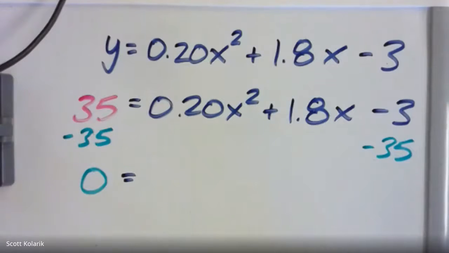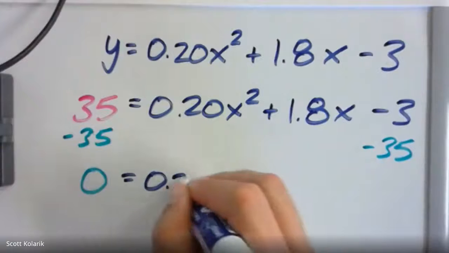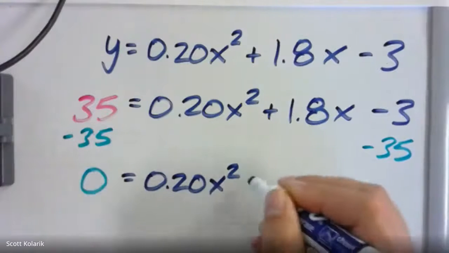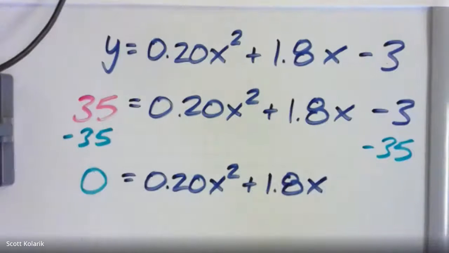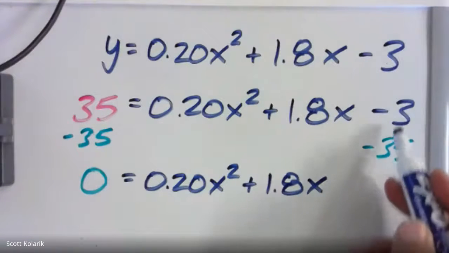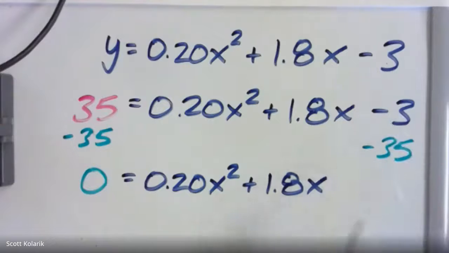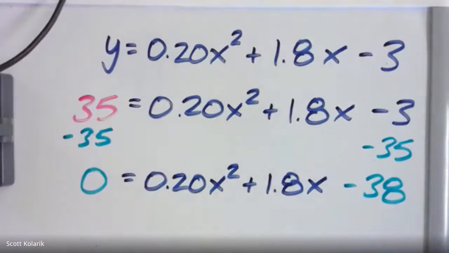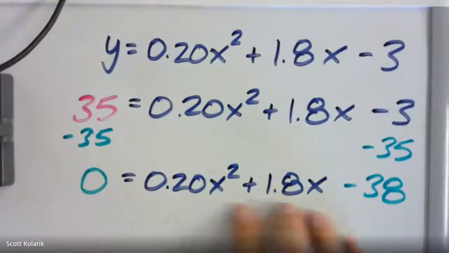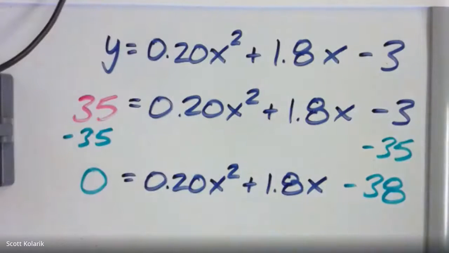As long as one of the sides of the equal sign equals 0, then I will have the ability to use the quadratic formula. So 0.20x squared stayed the same. 1.8x stayed the same because the 35 couldn't combine with either of those. This guy I will be able to combine. -3 minus 35 gives me a -38. So for the record, this is the same exact quadratic equation. It's just now been adjusted for that other piece of information that we were given.